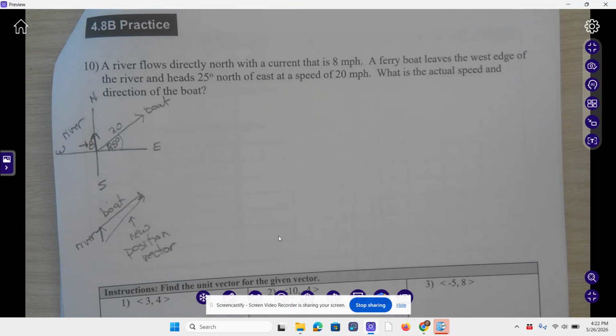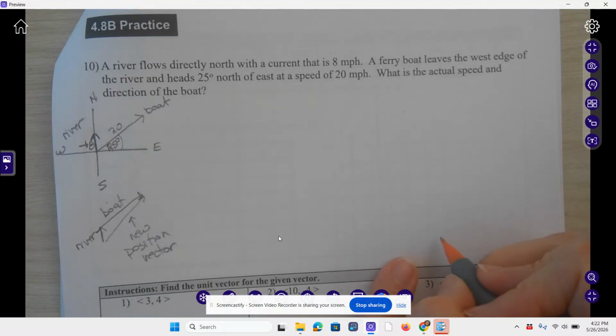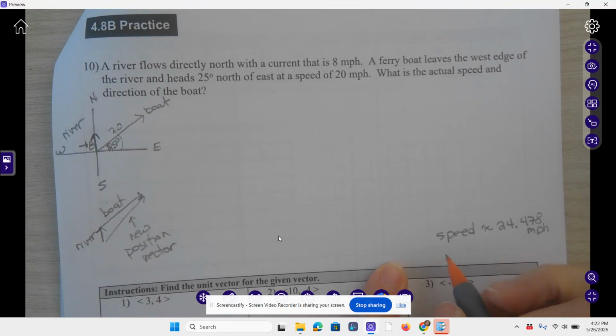I think these answers are in the slide, but I'll go ahead and give these to you if you're trying this on your own. You should get a speed of approximately 24.478 miles per hour, and you should get a direction of 42.22 degrees north of east. So give this one a try, practice setting it up, and we will go over one more in class.